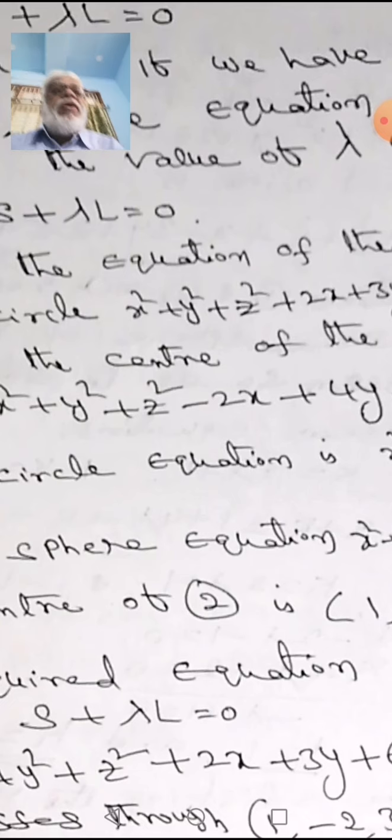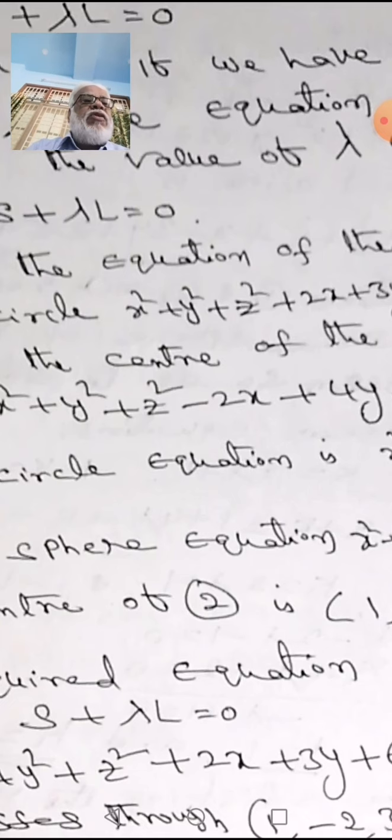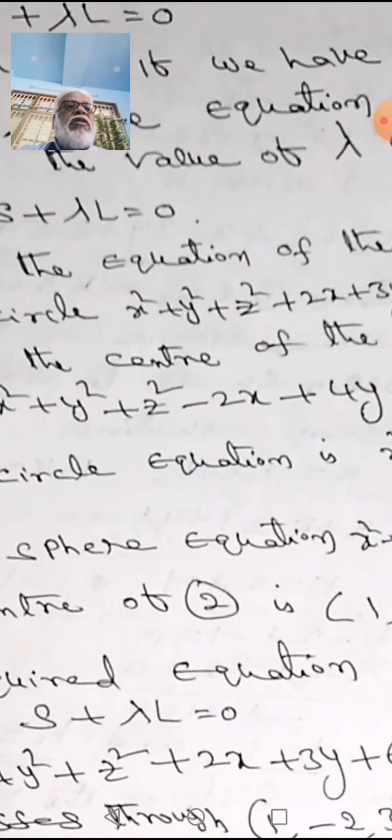Find the equation of the sphere through the circle x square plus y square plus z square plus 2x plus 3y plus 6 is equal to 0 and x minus 2y plus 4z minus 9 is equal to 0, and the center of the sphere x square plus y square plus z square minus 2x plus 4y minus 6z plus 5 is equal to 0.